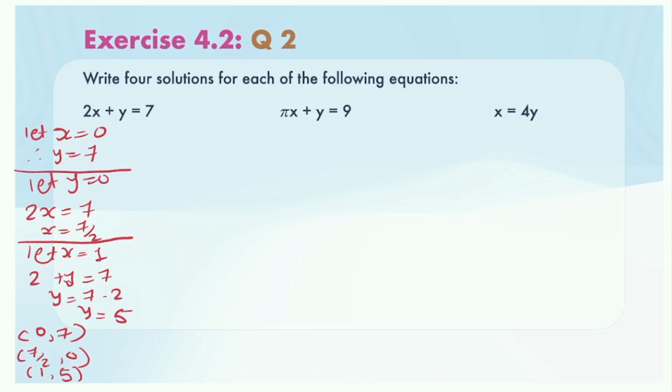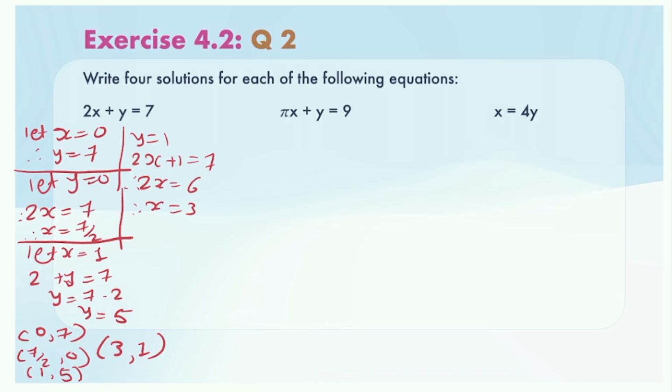I have to write the fourth one also. Let me write here. If I put y equal to 1, what will be x? So if I put y equal to 1, it will be 2x plus 1 equal to 7. So the final answer will be 2x equal to 6 and x equal to 3. Very easy. Don't forget to put these 3 dots in your every answer, right? It is necessary. So x equal to 3. So the final answer would be (3, 1). So these 4 are the solutions for this equation.